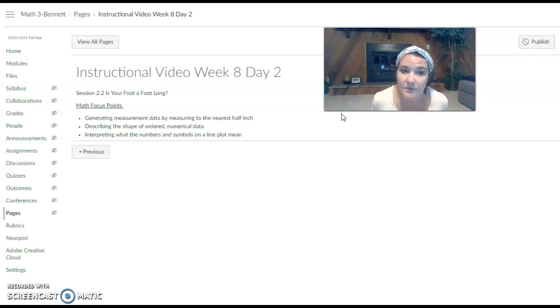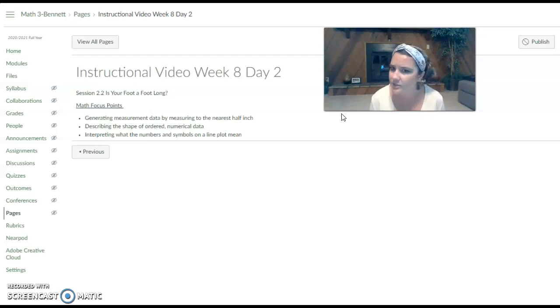We are also going to be working on describing the shape of ordered numerical data. So when we put our numerical data into a line plot, we're looking at the shape. Where do we have data together? Where are data spread apart? And we're still going to be working on interpreting what the numbers and symbols on a line plot mean. It's really important when we start asking or answering questions, knowing what the numbers or the symbols represent.